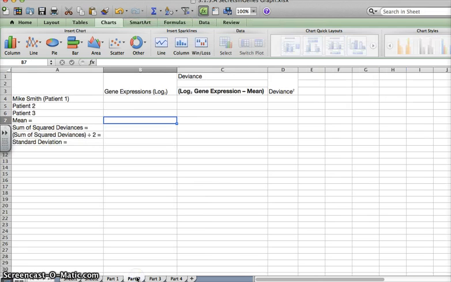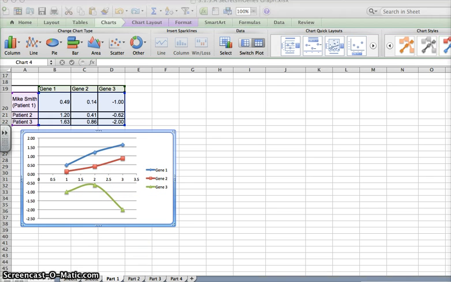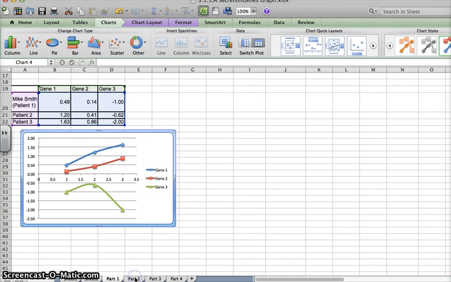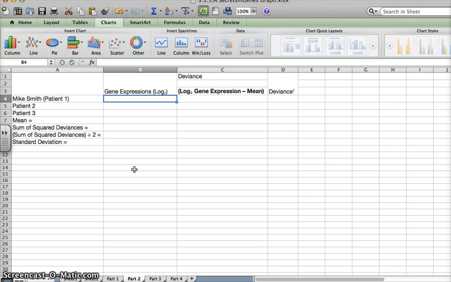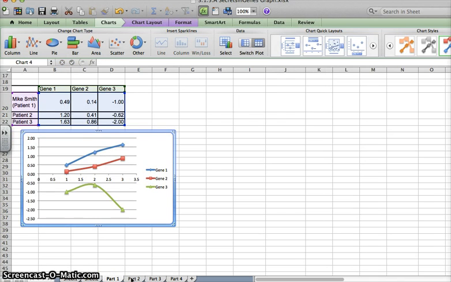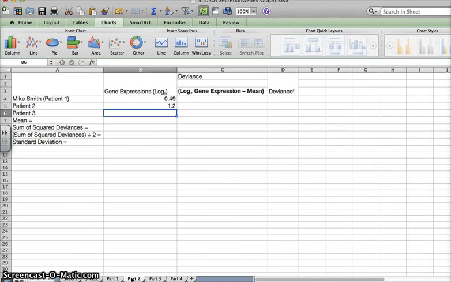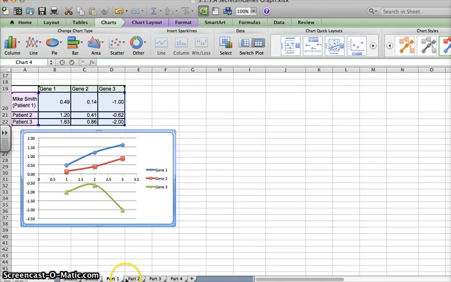So for gene 1, the first thing you have to do is put those log expression ratios in here. 0.49 is the first one. The second one is 1.2. And the third one is 1.63.